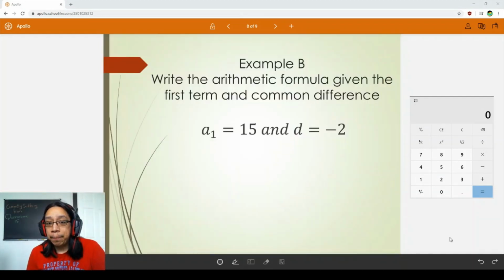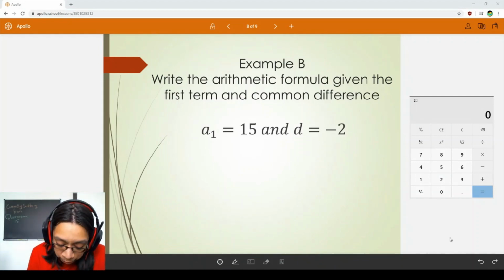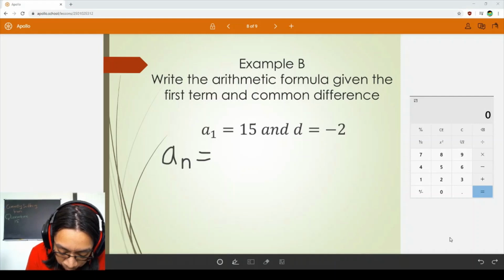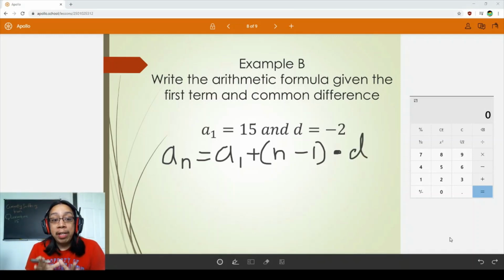Example B. Write the arithmetic formula given the first term and the common difference. You know what I would do every single time that they're asking me to write an arithmetic formula? I would write down what that formula looks like. So the formula looks like this. a sub n equals a1 plus n minus 1 times d. You only care about looking for a1, the first term, and looking for the common difference d. That's all you care about.